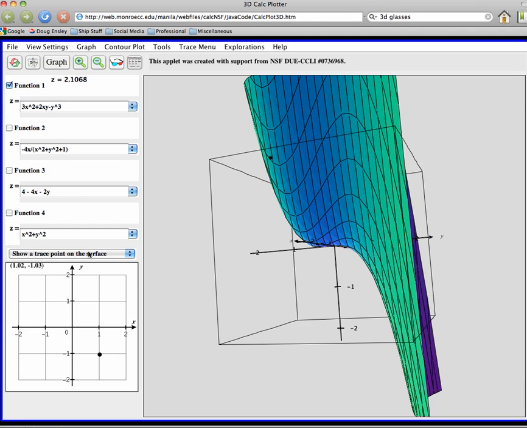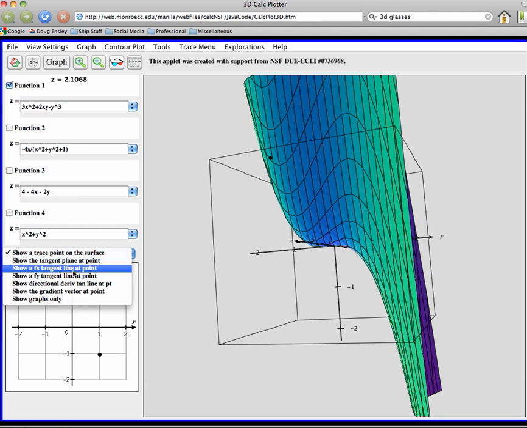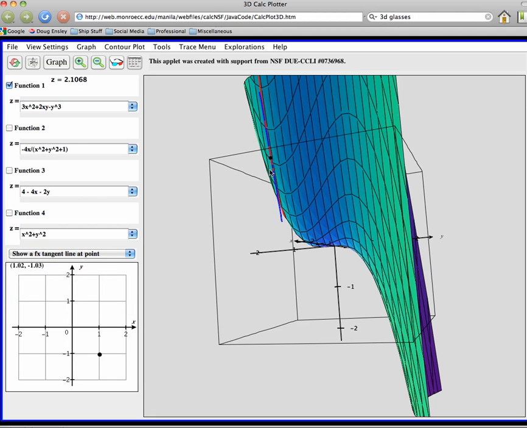The applet also allows you to actually show a tangent line. So the fx tangent line means that I can actually see this as a line with slope 4. And so you can see how I can now visualize, really it's still the slope of a line, but now the line is running up in the air in the z direction, in height, instead of just on the xy plane.